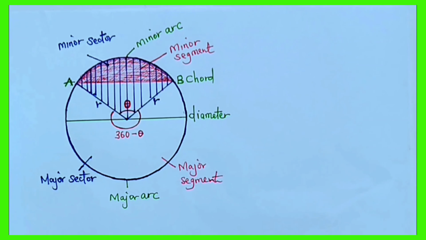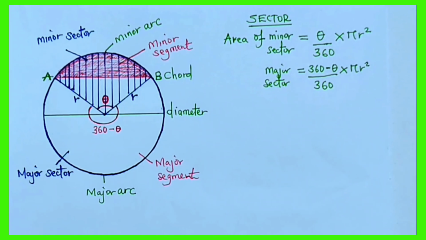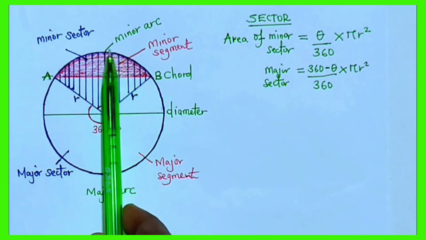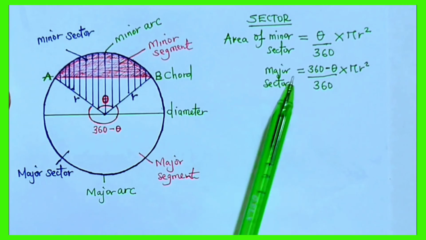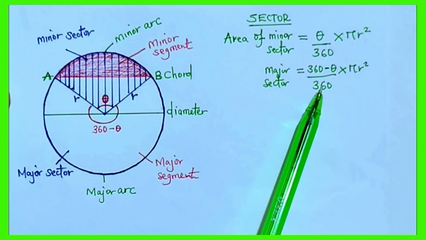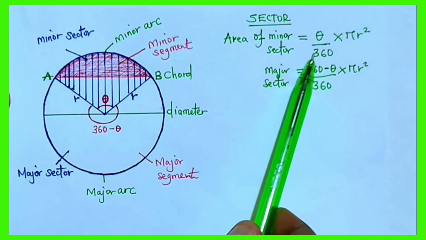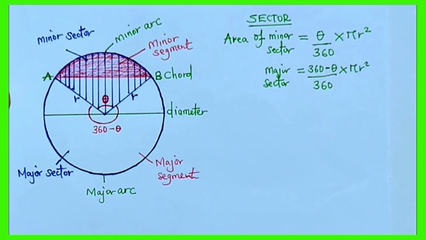Okay, let's consider the formulas that are applicable here. As far as the sectors are concerned, the area of the minor sector, which is the one that I've shaded with the blue lines here, will be theta divided by 360 degrees times pi r squared. That means a fraction of the area of the circle. And therefore the major sector will be the other angle, which is 360 degrees minus theta, divided by 360, and then multiplied by pi r squared. That means also a fraction of the area of the circle.